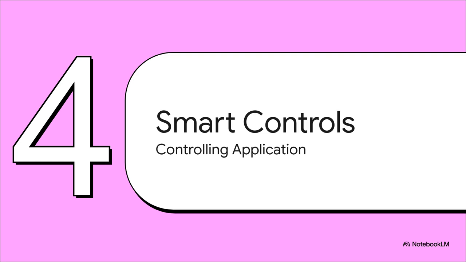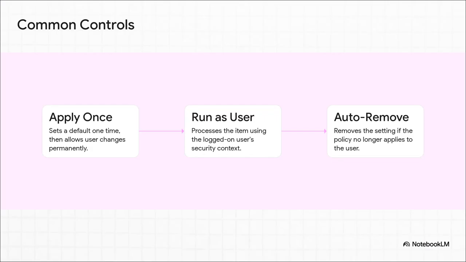But the power doesn't stop there. It's not just about what setting you're applying, it's also about having incredibly precise control over how and when it gets applied. Admins get these really handy little toggles to control this stuff. For instance, they can set a preference to apply once and do not reapply, which is perfect for a first-time computer setup. Or they can choose to run a setting using the user's own permissions, which is critical for something like mapping a personal network drive. My favorite one, though, is having a setting automatically remove itself if it's no longer needed. Like, poof, the printer for the old office disappears when an employee moves to a new building.